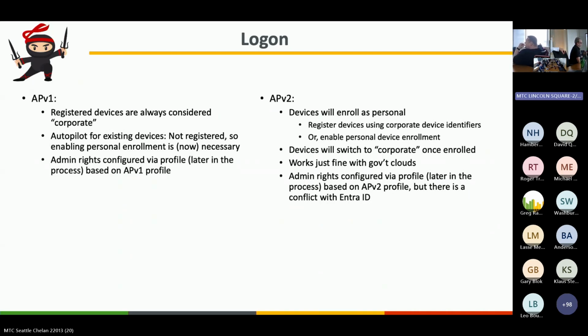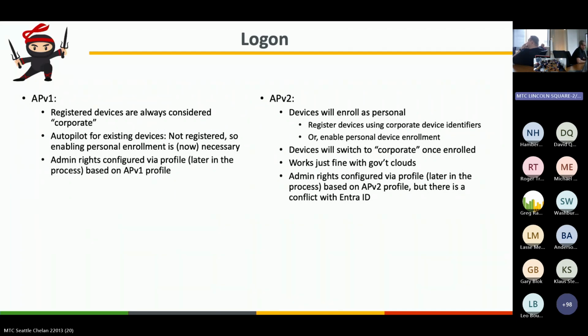All right, so in Autopilot V1, devices are always corporate. Autopilot existing devices, we already talked about that. Admin rights are configured in the Autopilot profile. In Autopilot V2, they enroll as personal and then they flip after they're enrolled, hence the need for the corporate device identifiers. The other advantage for Autopilot V2: the V1 support only exists in the public cloud, so you can't use it with government clouds. Autopilot V2 works just fine with any cloud that Intune works with. So high security government clouds are just fine.